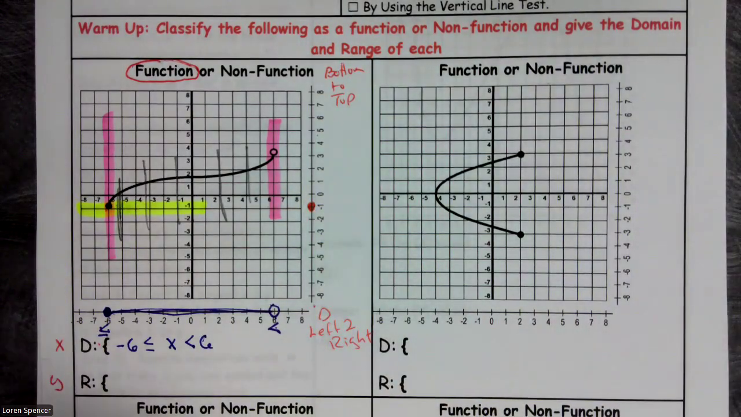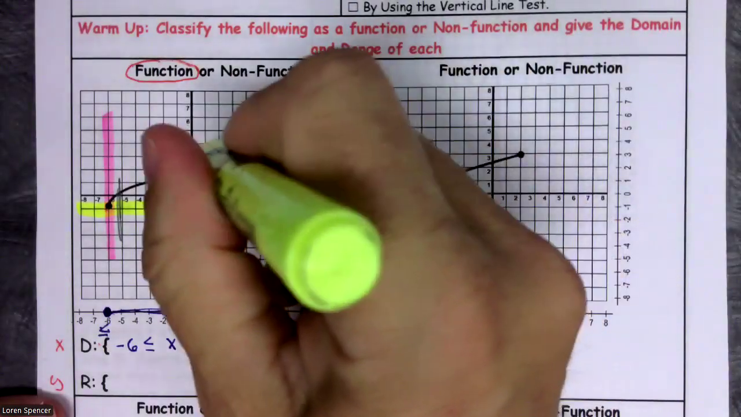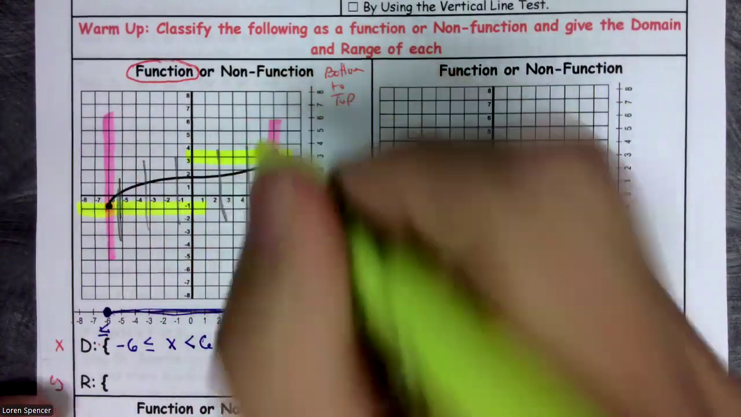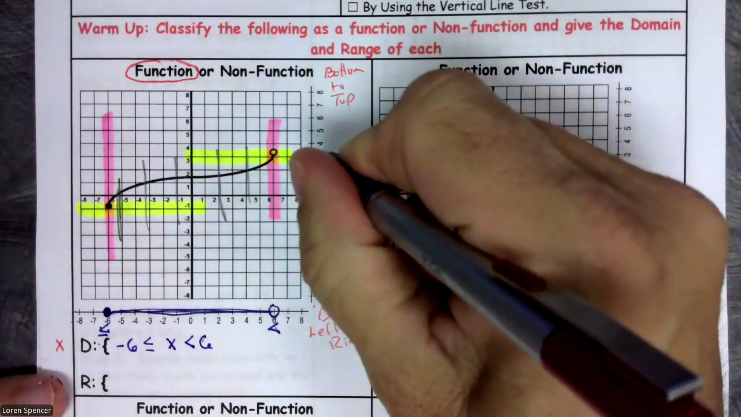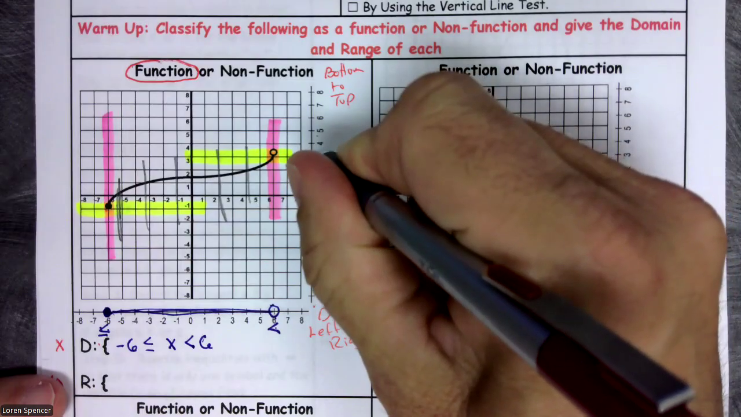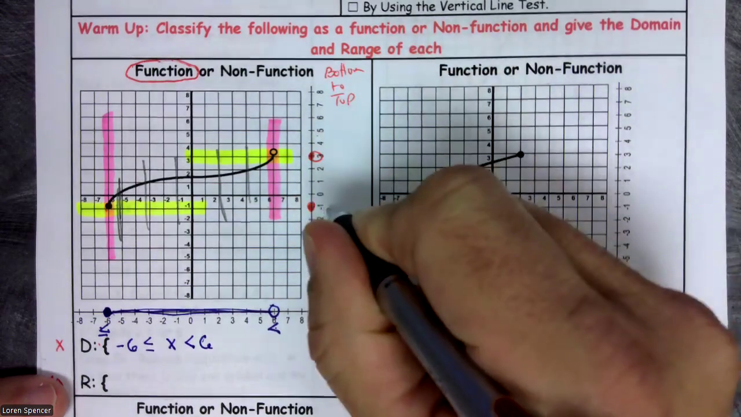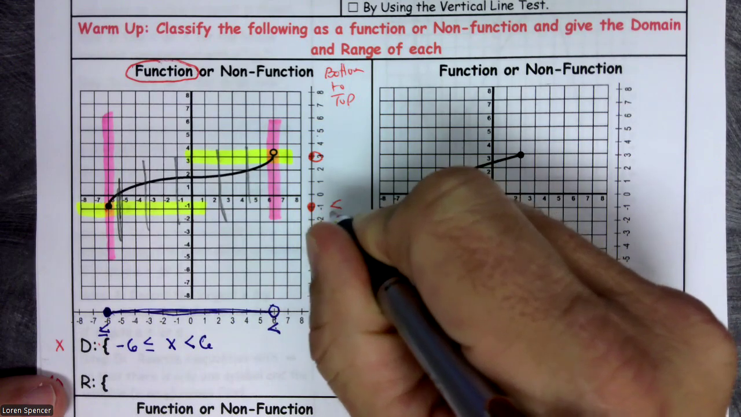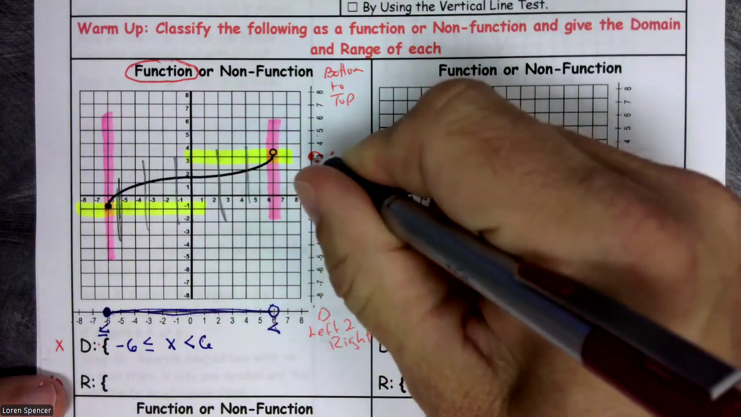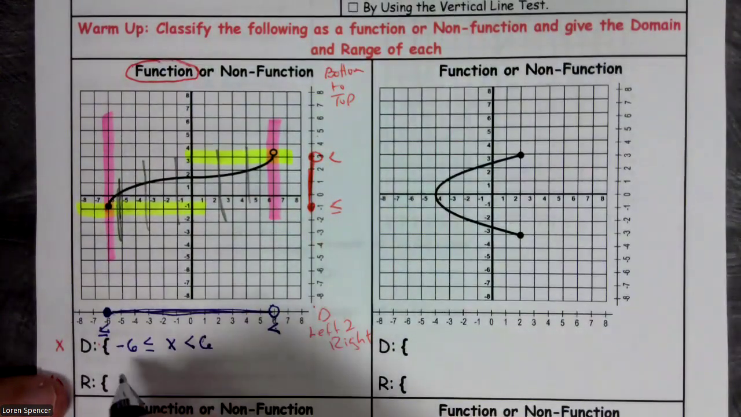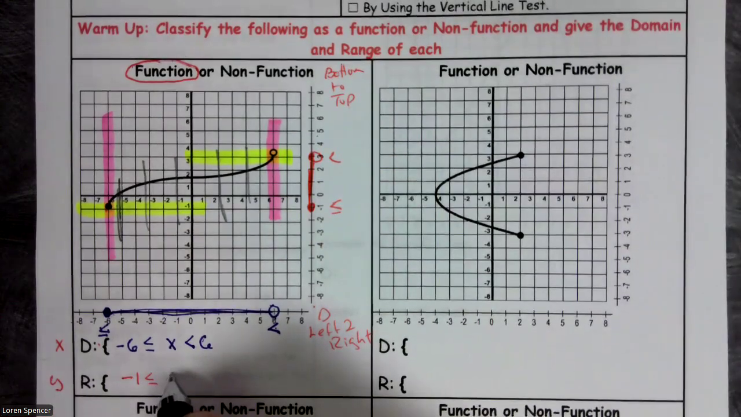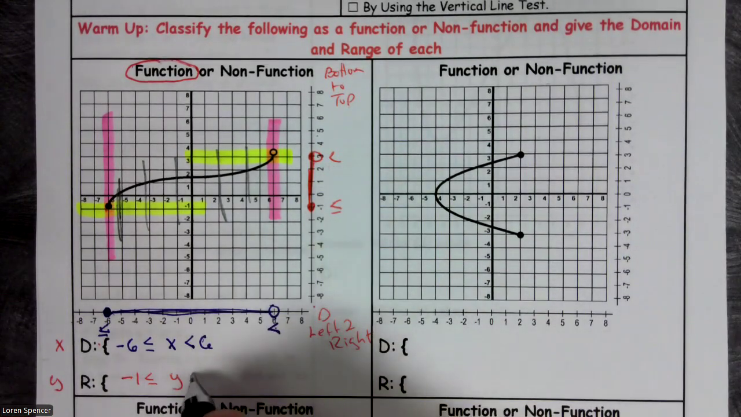And the highest point of the graph, and I know this is a little bit off, is supposed to be at 3. Oops, that's not a solid, that's a hollow. So this gets a less than or equal to, and this just gets a less than. So we have -1 less than or equal to y, range is the y's, less than 3.